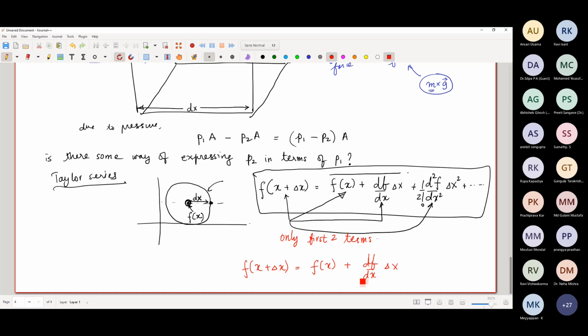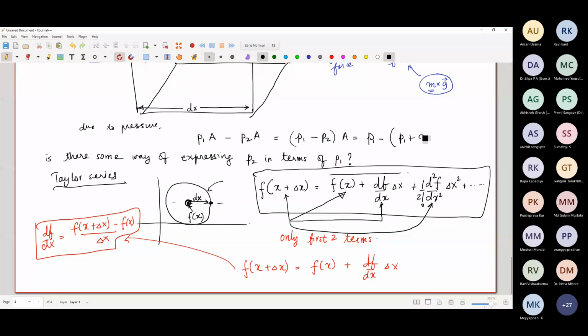And this might be a good place to actually explain what the Taylor series is. If I rearrange these terms, what will I have? df/dx is equal to f of x plus delta x minus f of x, over delta x. Okay, if I rearrange, then I get this approximation for the slope. Okay, so with this in mind, I can write this as P1 minus P1 plus dP/dx times delta x, only as the first approximation, times A.